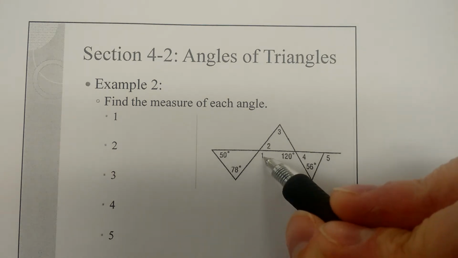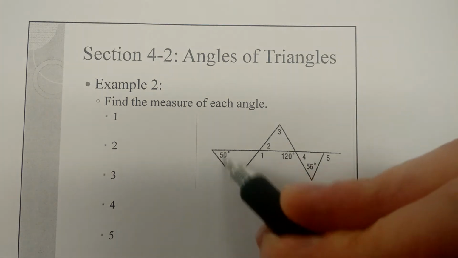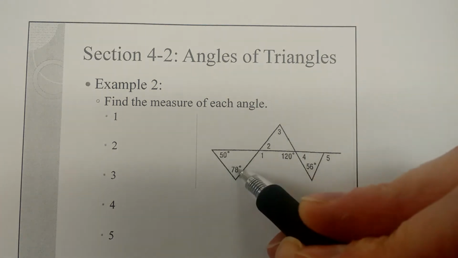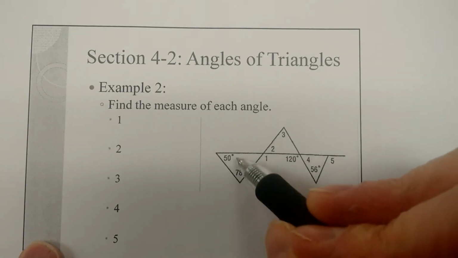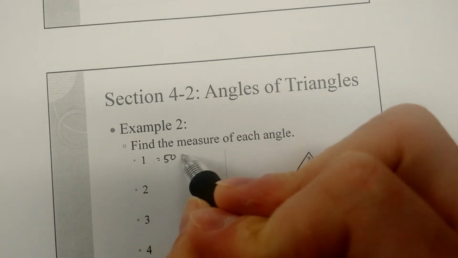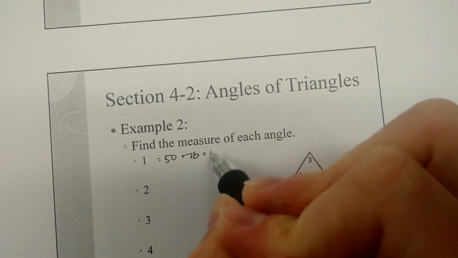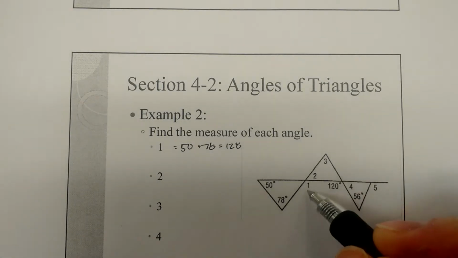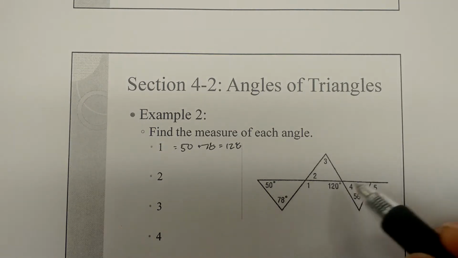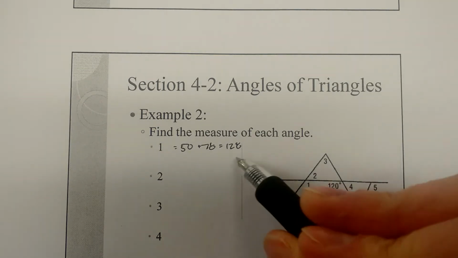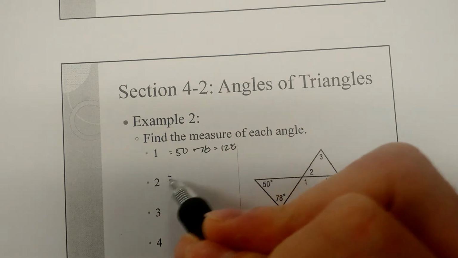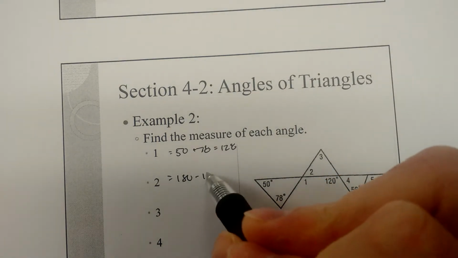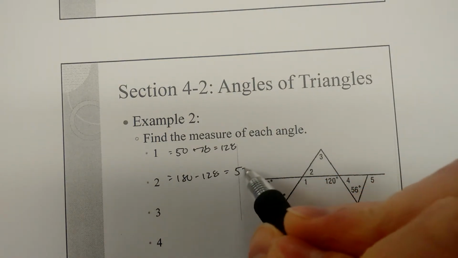So angle 1 here is exterior. These are the remotes. So angle 1 is the sum of those two angles. So angle 1 is going to be 50 plus 78. So that's 128. Now angle 2 and angle 1 form a straight line. So if that's 128, angle 2 is whatever 180 minus 128 is, or 52.